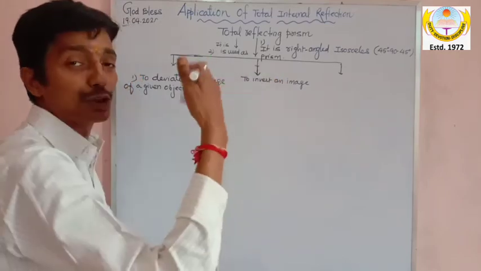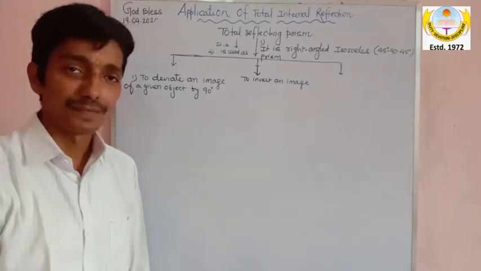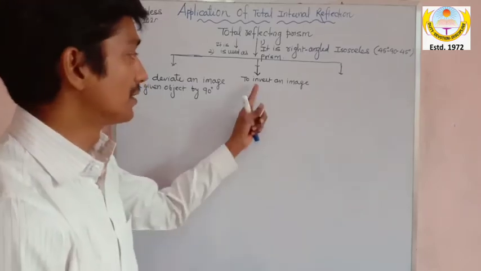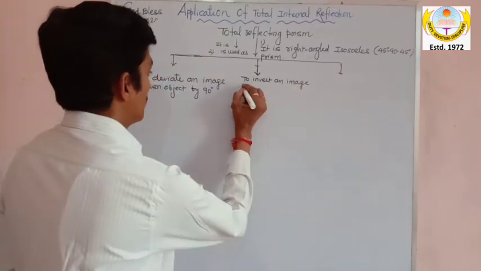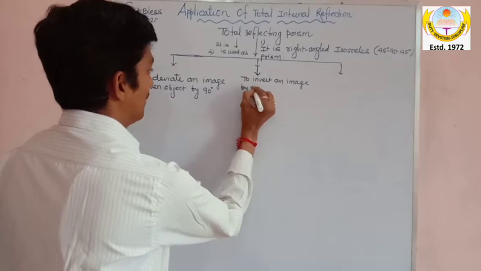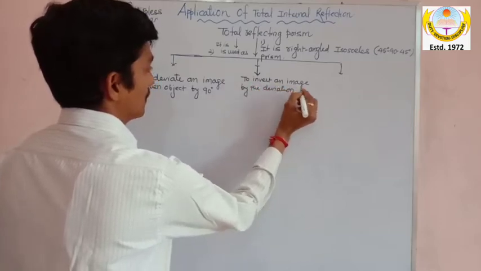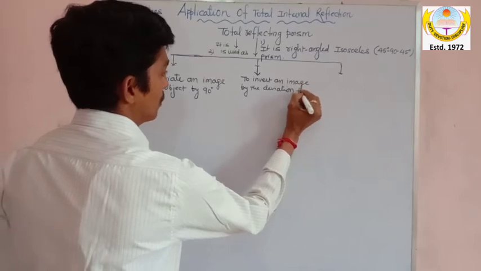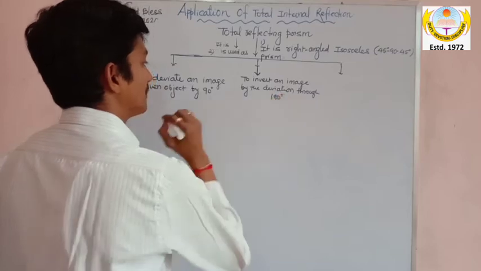It inverts the image. Invert an image. Am I clear? So it is used to invert an image by the deviation through 180 degrees.